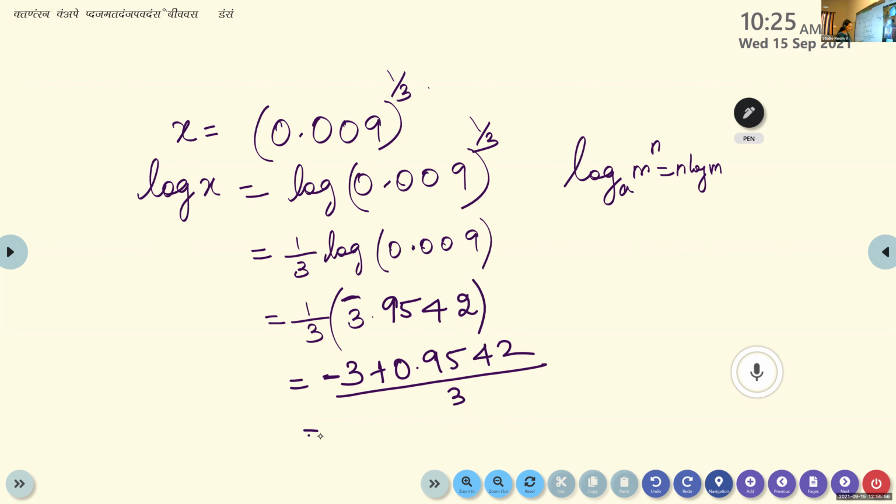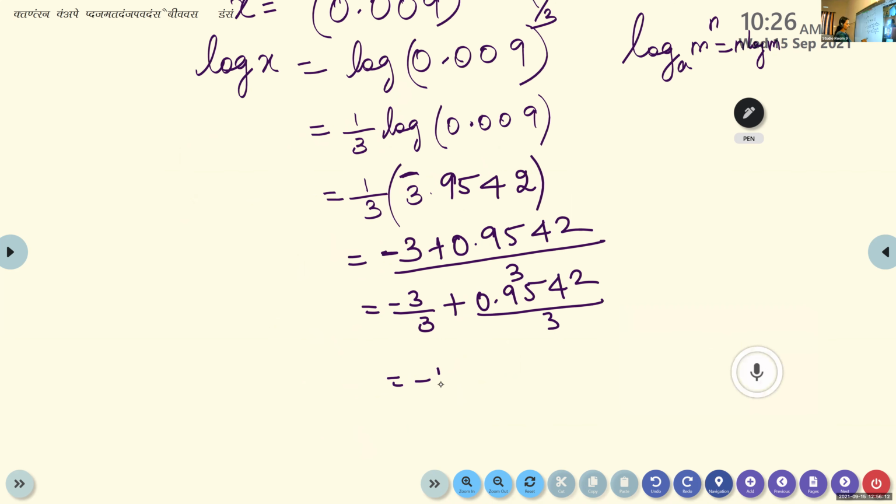We can write this as minus 3 by 3 plus 0.9542 by 3. So minus 3 by 3 means it is minus 1 plus, when you divide 0.9542 by 3, 0.3186. Isn't it? 6 3s are 18, 20, 866, like this it will go.